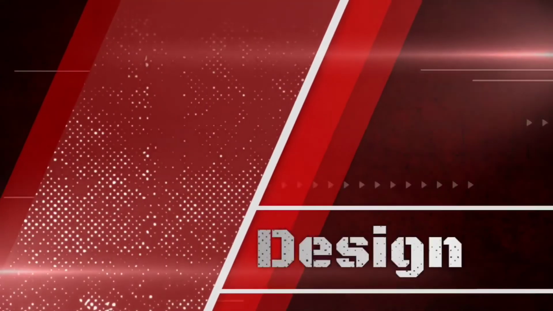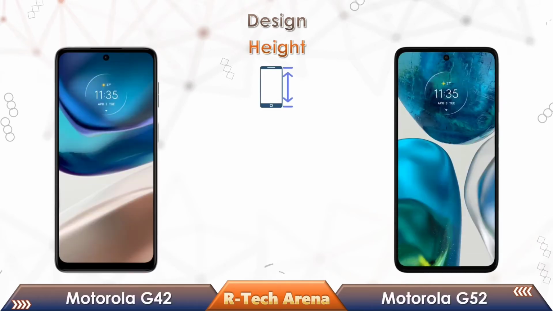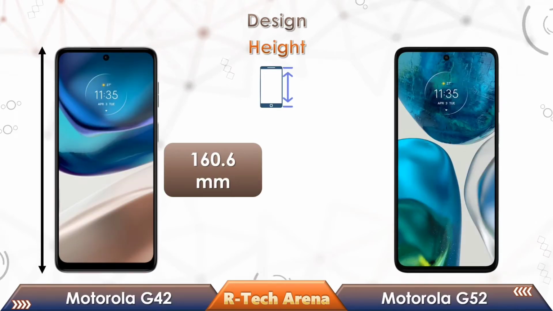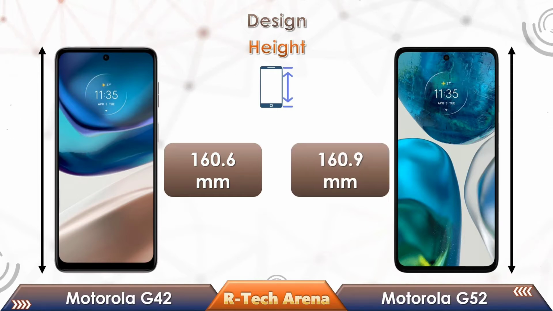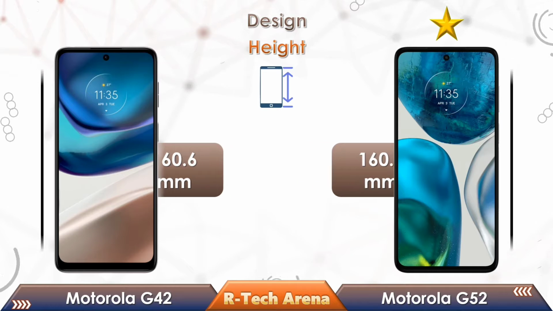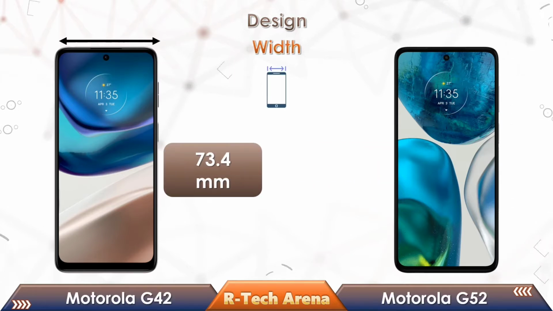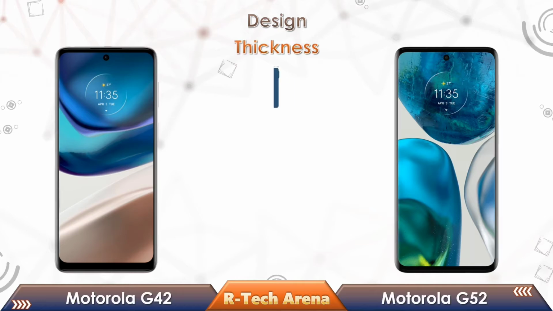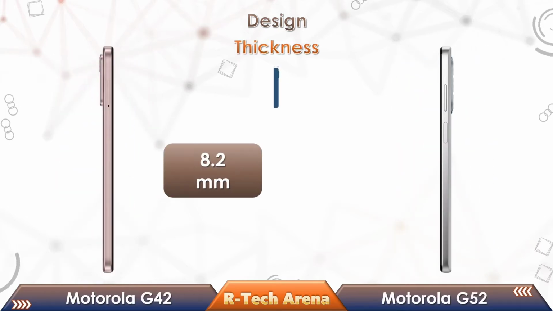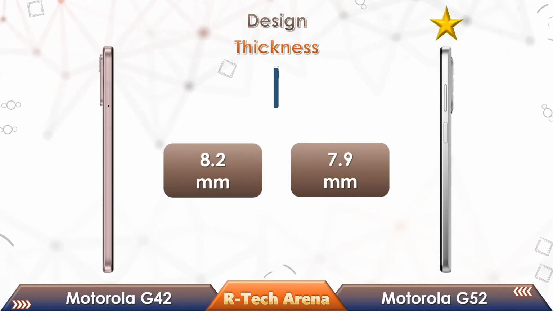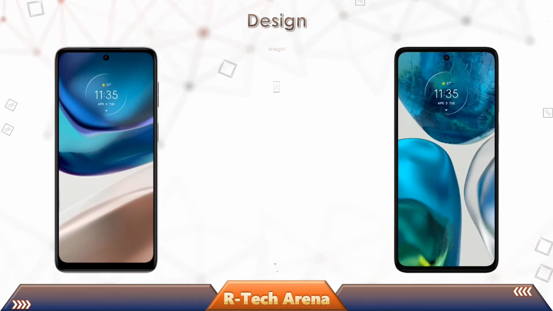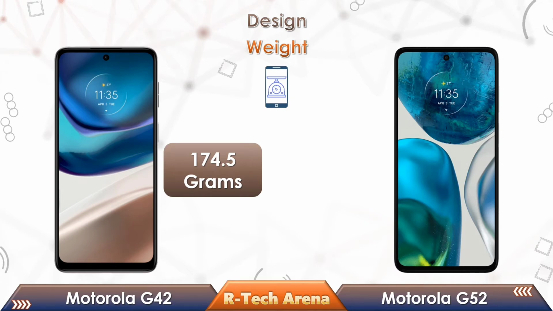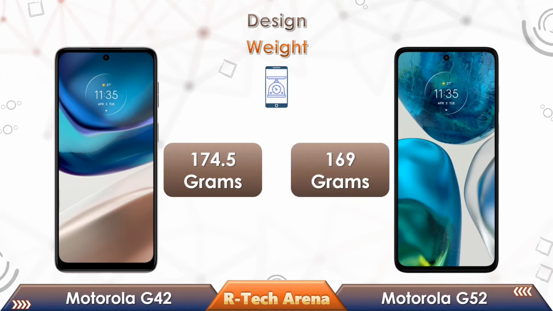Friends, let's make a design comparison between these two phones. Looking at these two phones' physical height, Motorola G42 has 160.6 mm, while the Motorola G52 has 160.9 mm. Motorola G42 has 73.4 mm in the width, while the Motorola G52 has 74.4 mm width. Motorola G42 has 8.2 mm in the thickness, while the Motorola G52 has 7.9 mm. Looking at these two phones' weight, Motorola G42 has 174.5 grams, while the Motorola G52 has 169 grams.